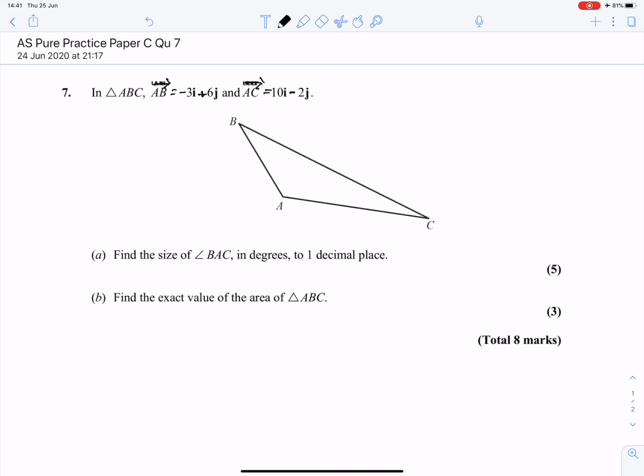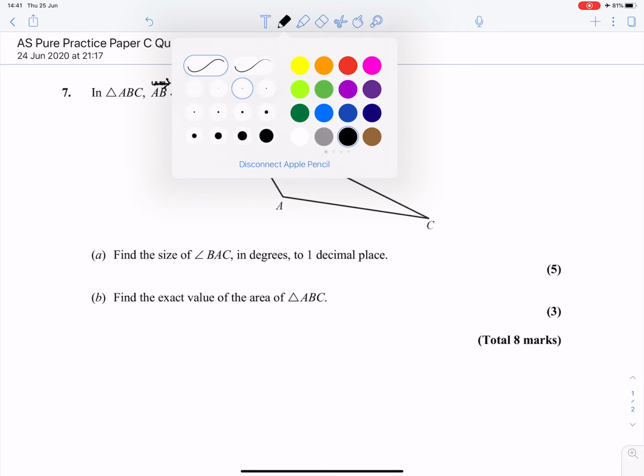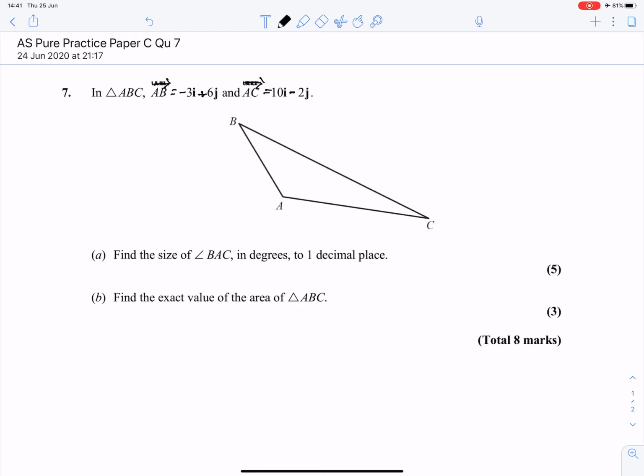Okay, so we're going to look at question 7 now. And as usual, we need to read it carefully. In triangle ABC, the vector AB, so that's this vector here, is negative 3i plus 6j. And the vector from A to C is 10i take away 2j. And that's that vector there, AC. So find the size of the angle BAC.